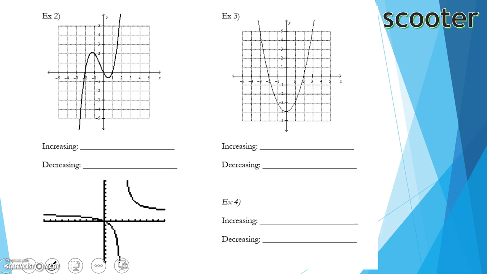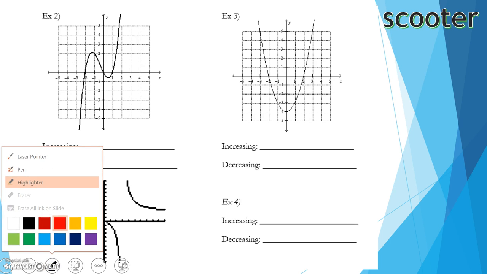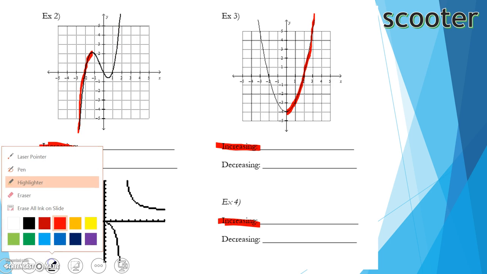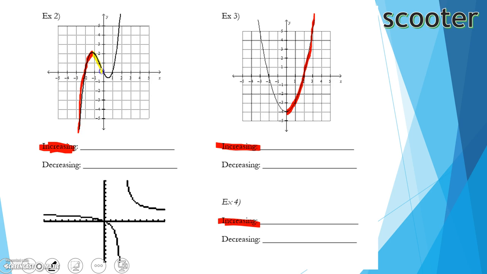Alright, so for another one, I'm going to again use my highlighters, or you could use colored pencils or whatever. So increasing will be the red. So in this case, I'm increasing right here because I'd be going up, and I'd be increasing right here. For this one, I'd be increasing right here. And then decreasing would be here and here, and I forgot an increasing part right there.